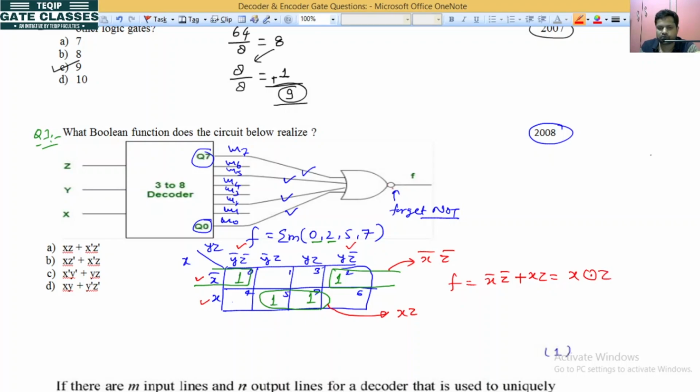But now you remember this NOT gate, we have one NOT gate also, so take note of this function. So what will be the NOT of this function? Suppose it is f1, now we have calculated f1. Now F will be f1 complement. So f1 complement is equal to x XOR z. So what will be the answer? X bar z plus x z bar. Option B is the correct option.